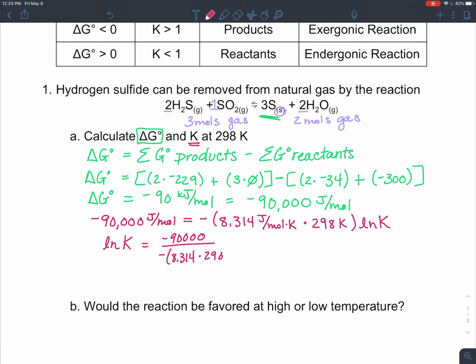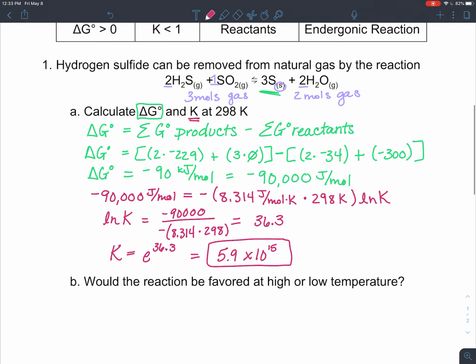I'm having a hard time writing that today. Okay, we're going to get a positive number, so 36.3 is what I calculated ahead of time. So K then is going to be equal to E to the 36.3. And when I plug that in to the calculator, I got 5.9 times 10 to the 15th. These numbers sometimes seem crazy ridiculous, really big numbers, but that's okay because we are using that and solving it properly when it comes to this.